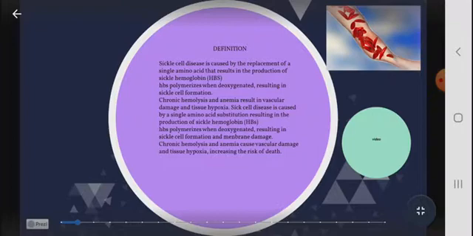Sickle cell disease is caused by a single amino acid substitution resulting in the production of sickle hemoglobin. Polymerization when deoxygenated results in sickle cell formation and membrane damage. Chronic hemolysis and anemia cause vascular damage and disease hypoxia, increasing the risk of death.